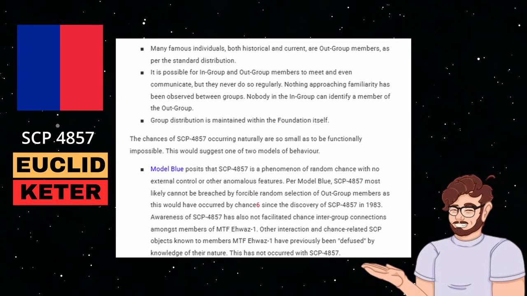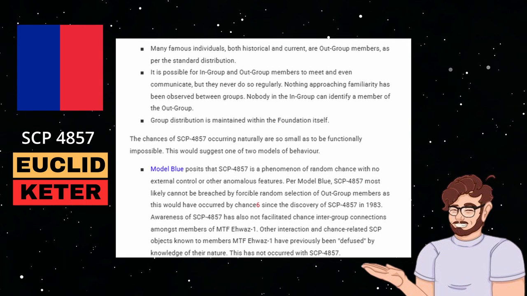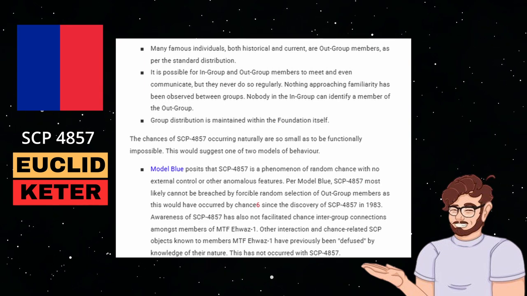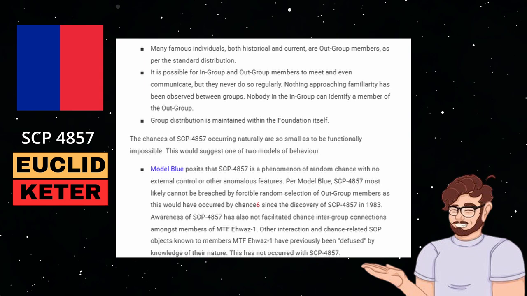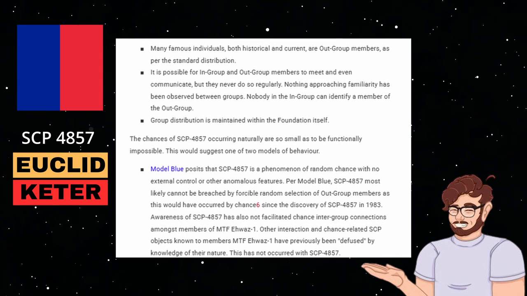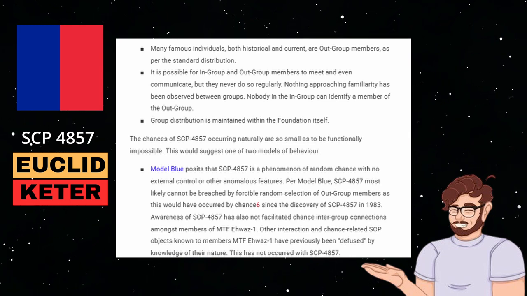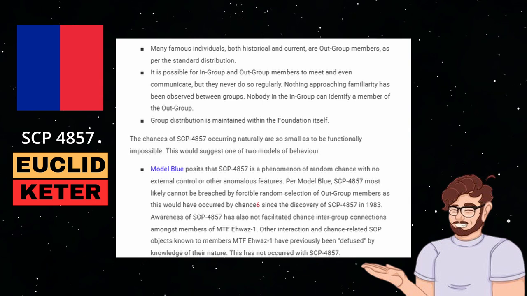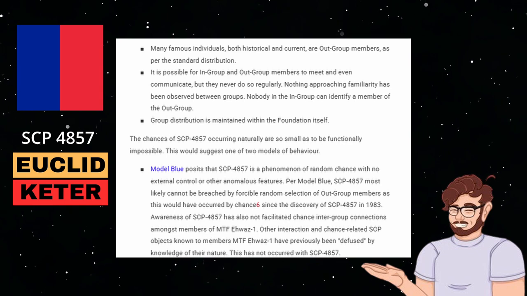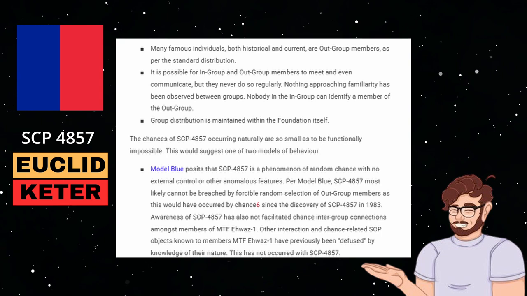Model Blue posits that 4857 is a phenomenon of random chance with no external controller or other anomalous features. Per Model Blue, 4857 most likely cannot be breached by forcible random selection of outgroup members, as this would have occurred by chance since the discovery of 4857 in 1983. Awareness of 4857 has also not facilitated chance intergroup connections amongst members of MTF-1. Other interaction and chance-related SCP objects known to members of MTF-1 have previously been diffused by knowledge of their nature. This has not occurred with SCP-4857.